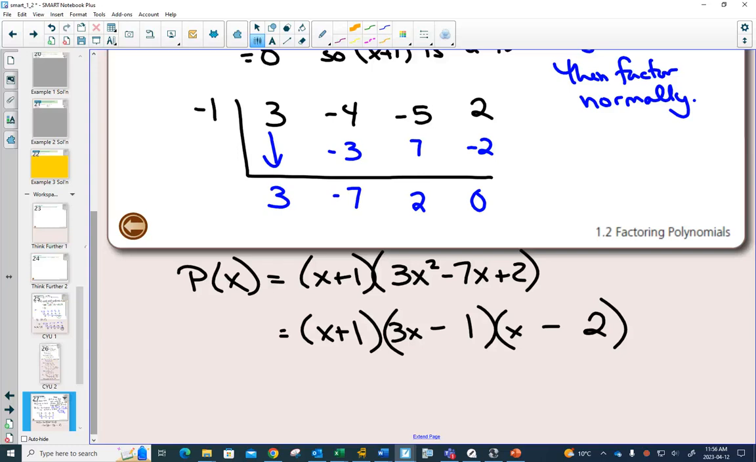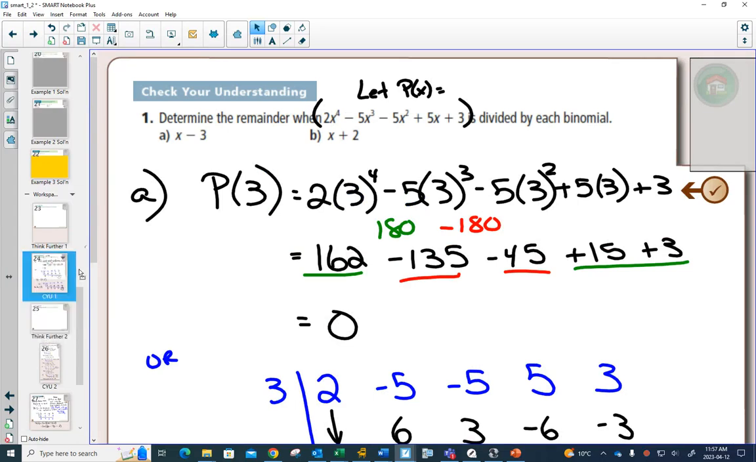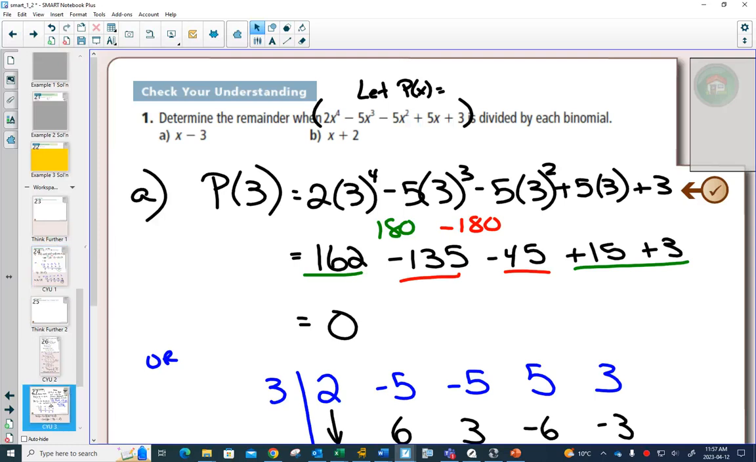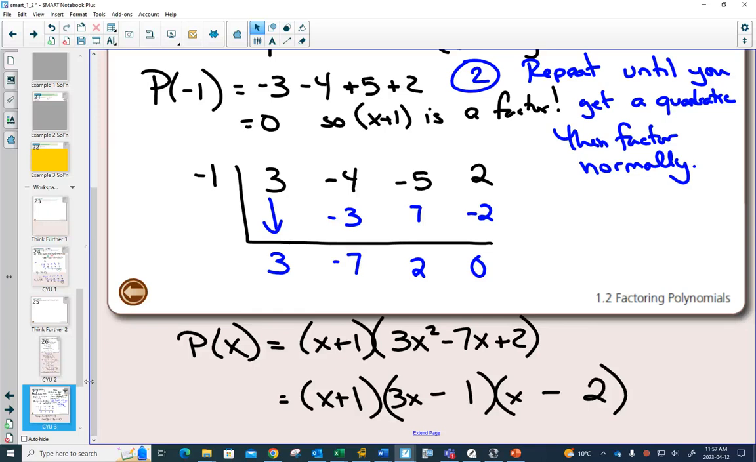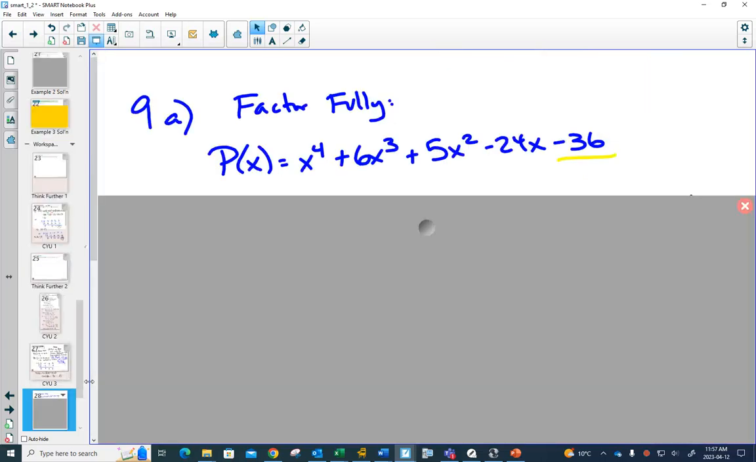I'm going to show you an example where we have to repeat. So we'll do a little bit more. So if you want to write this down, you can. Here's an x to the 4 one. It's the same one that's in 9A in your homework, but in 9A it just asks you to find one factor. We're going to factor this one completely.